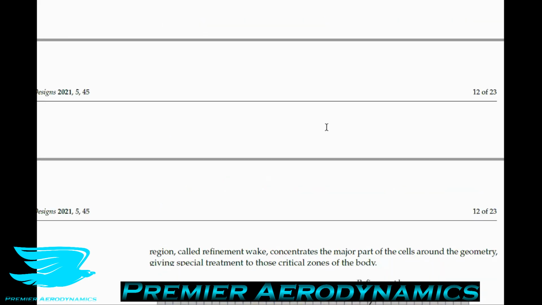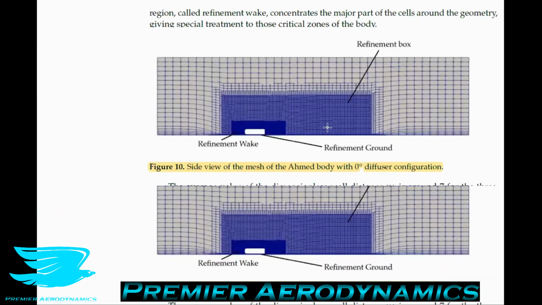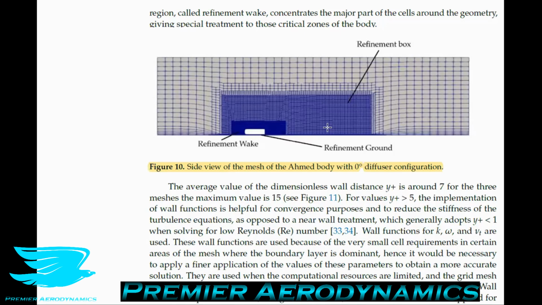So they say, it is clearly seen how refinement regions are created around the surrounding body, concentrating the cells around it. The smaller refinement region, called the refinement wake, concentrates the majority of the cells around the geometry, giving special treatment to those zones critical to the body. So what does this all mean?